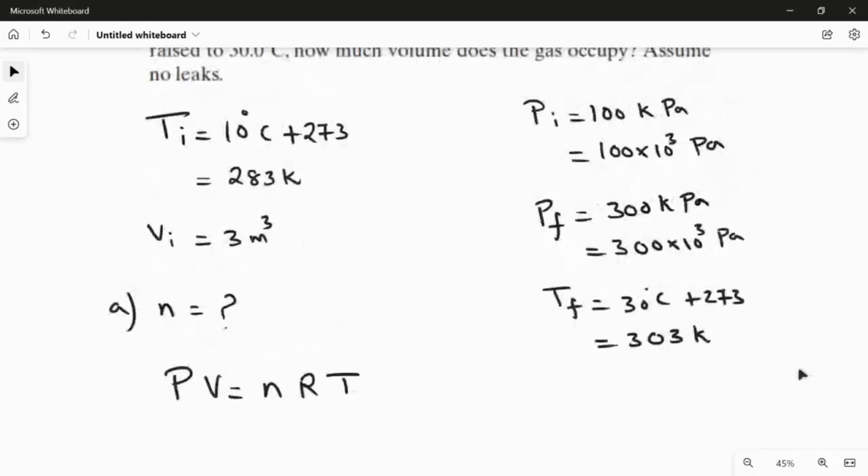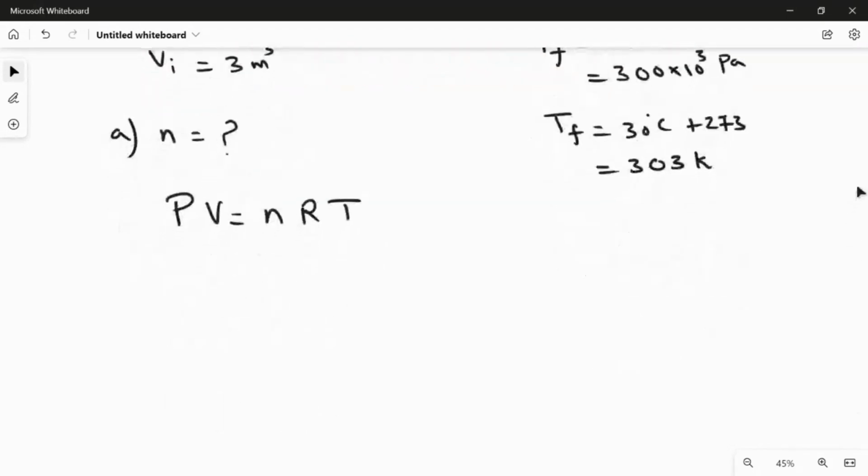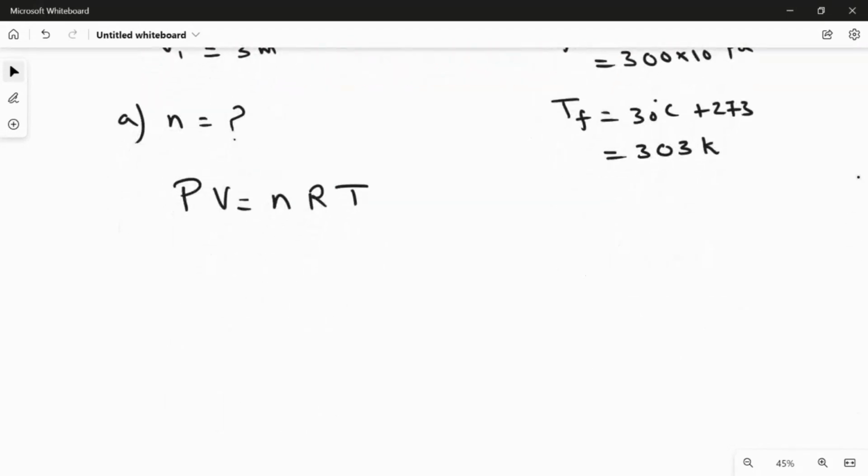In the initial condition, the pressure is 100 kilopascal, the initial temperature is 283 Kelvin, and the initial volume is 3 meter cube. So I'm going to use these conditions in this equation. For that, I have to reframe this equation for the initial case. Therefore, Pi Vi equals n R Ti. By using this, I'm going to find the number of moles n. So I have to rearrange this equation. Therefore, n equals Pi Vi over R multiplied by Ti.